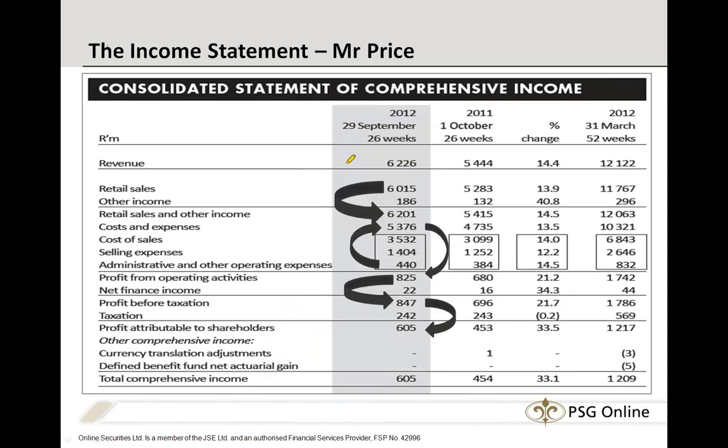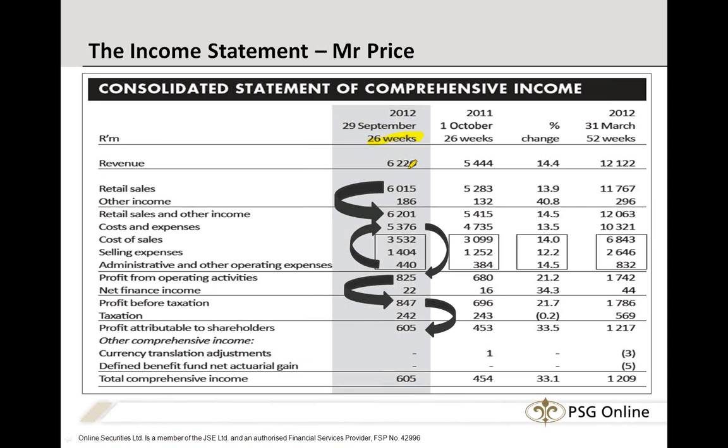So the income statement, they refer to it as a consolidated statement of comprehensive income. So this is the interims, the last 26 weeks up to the 29th of September. The results, by the way, the financials will be due only about the 25th of May. So these are the numbers we'll be using now in this example. So as I say, with Mr. Price, they've got a top line called revenue. And remember, Mr. Price has also started selling stuff on credit now.